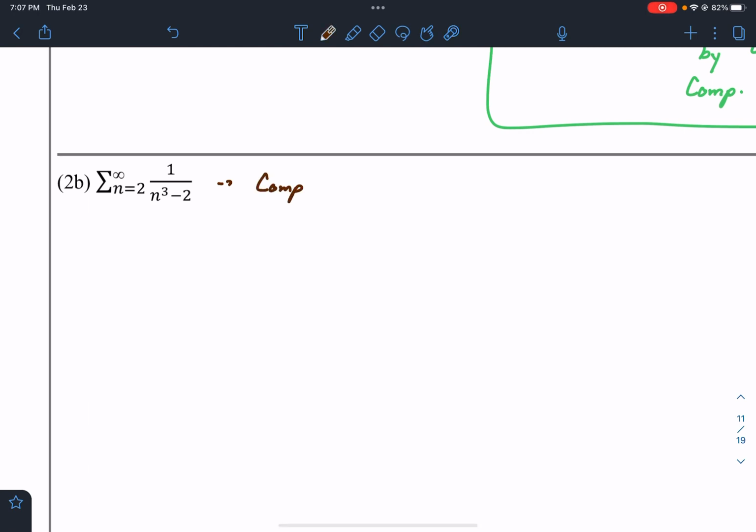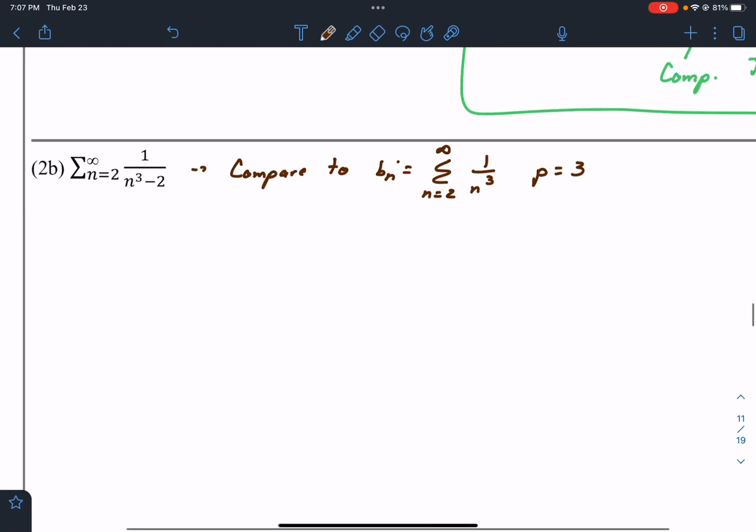Well, we'd like to compare, and I'm going to put B sub n equals, and I'm going to start at n equals 2, because if n equals 1, then that becomes 1 minus 2. And now this is negative, and that doesn't work for me. So there's a reason why that index is coming into play. So we're going to do 1 over n cubed. Well, this is a P series. So the P is equal to 3, and obviously that's greater than 1. So therefore, B sub n converges by P series test.